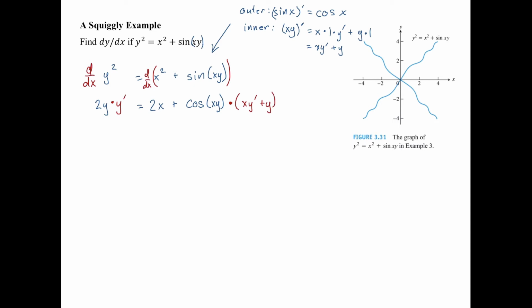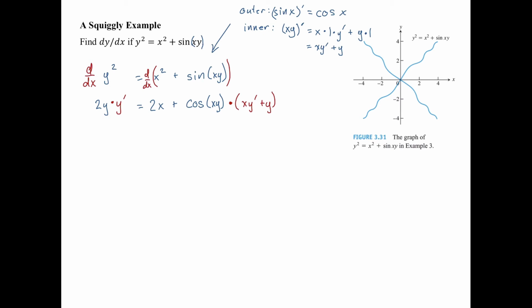Okay, this is going to be a little bit tough, but let's just keep in mind what we're going to do. We now need to collect all of the y primes on the same side. The problem with this y prime is that it's stuck in this parentheses, and we can't get it out of the parentheses without distributing the cosine through. So this is going to get a little bit messy, but let's just be careful with how we write it.